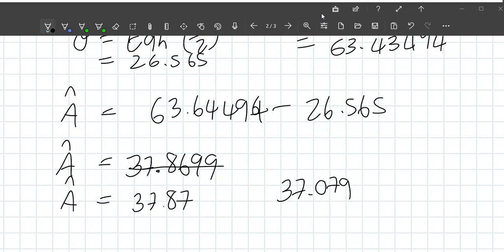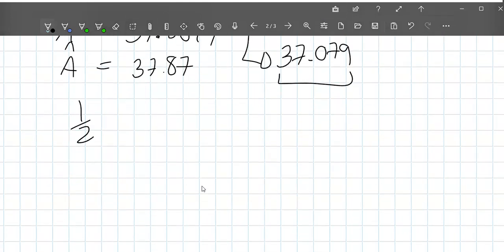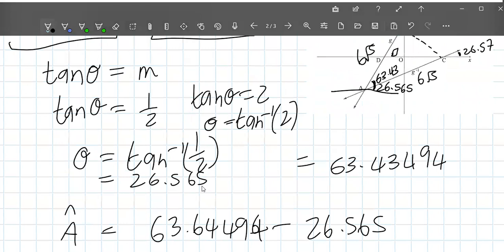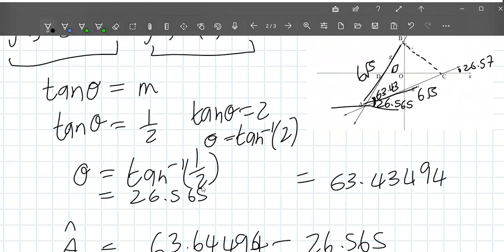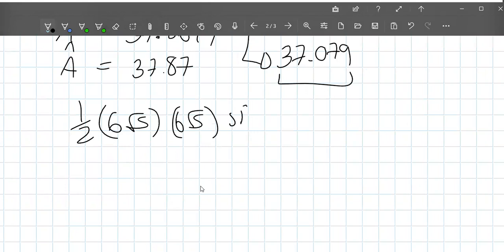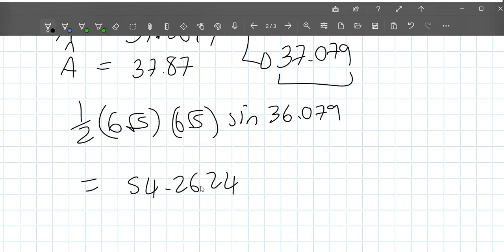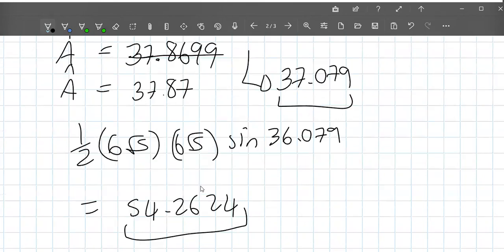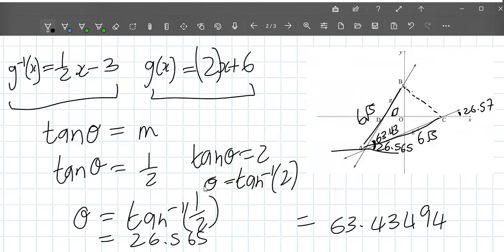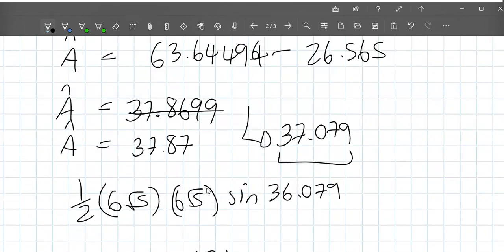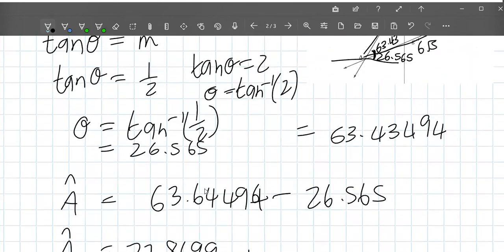So this is a closer answer that we have there. It's a half times 6 square root 5 times 6 square root 5. These are the two sides for doing the area rule, and sine of 37.079 gives me 54.2624 units. So a little bit off, but with the working there. Very interesting. Looking at my decimal points, though, it's not very neat in this one.